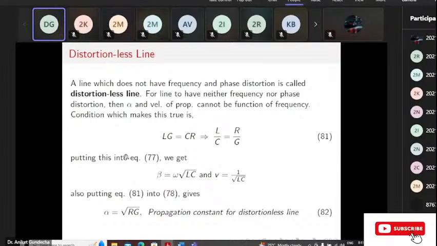So this equation 81 basically talks about the condition for a distortionless line. Okay, so when you put this particular condition, now when you are deriving the equation for distortionless line, what exactly you are going to derive?